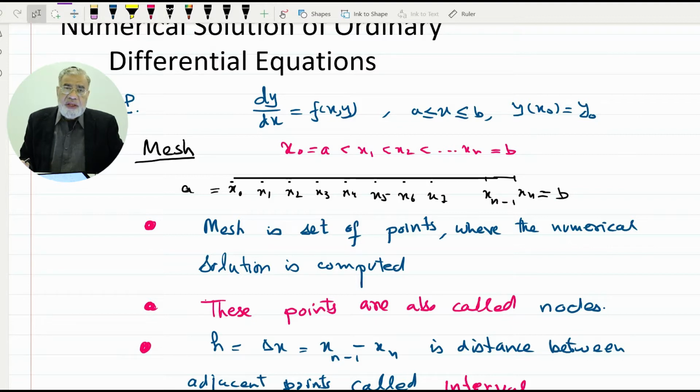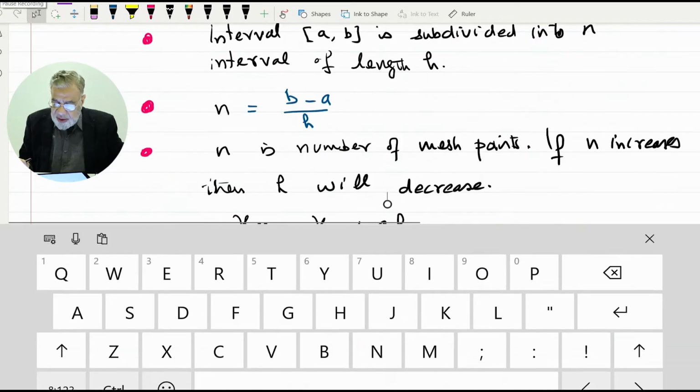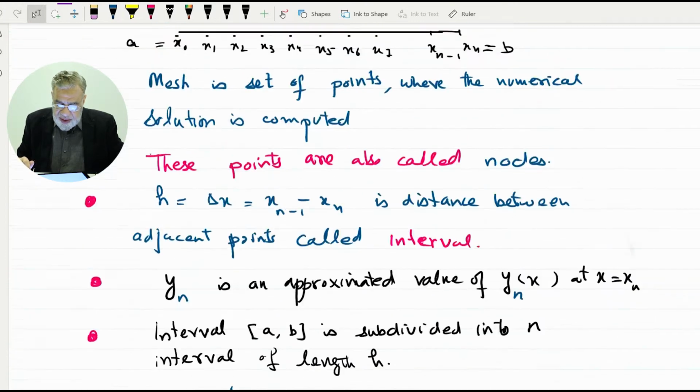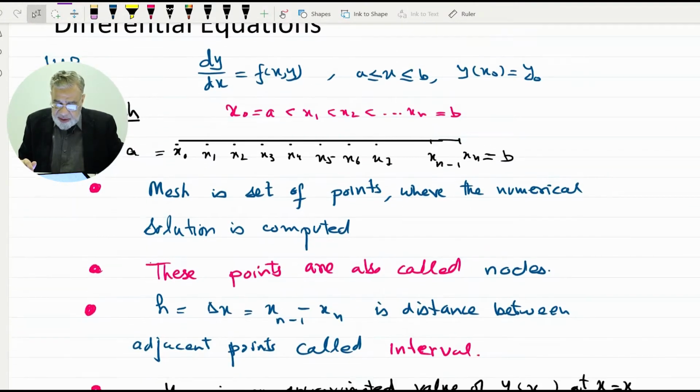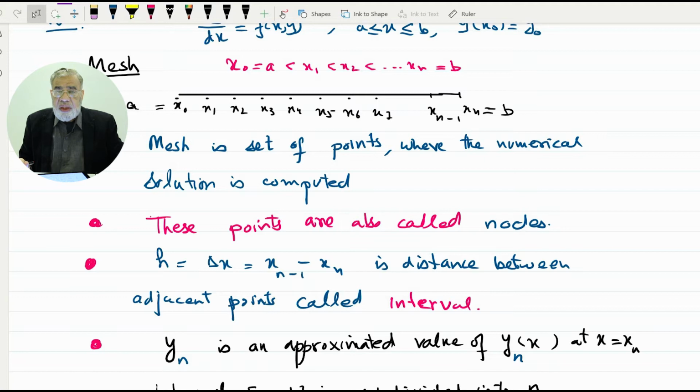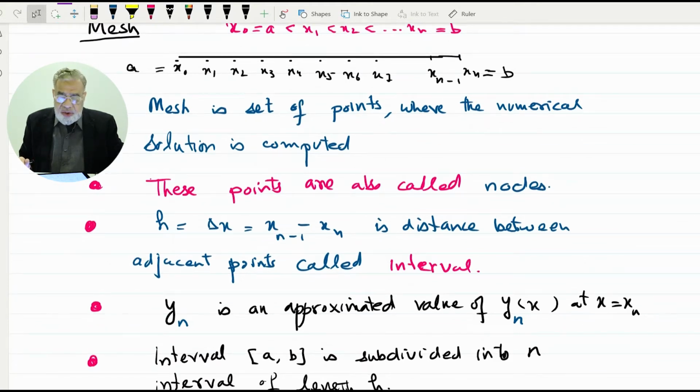For that we define a mesh on an interval. So that's our x-axis. We divide it from a to b into sub-intervals. These points are known as mesh points: x0, x1, x2, x3, x4, and so on. On these mesh points we are going to calculate the numerical solution. These points are also called nodes.